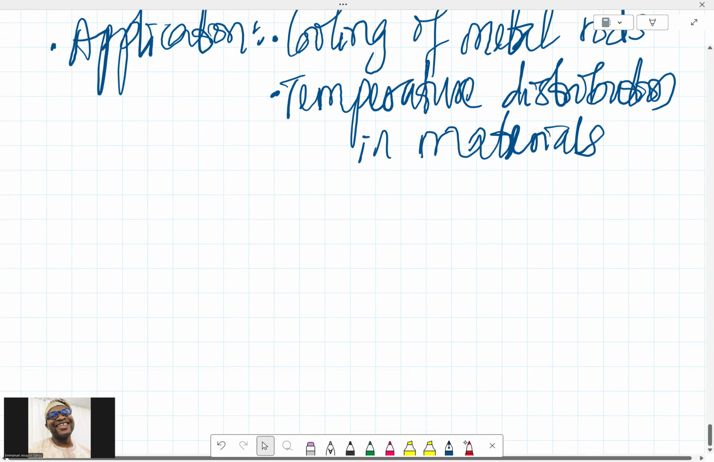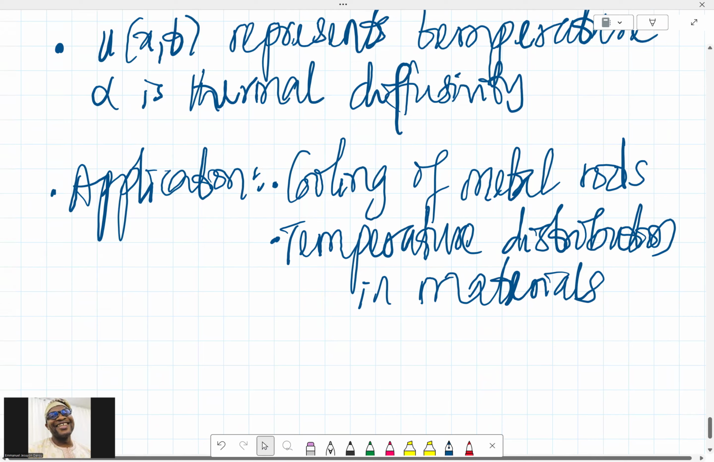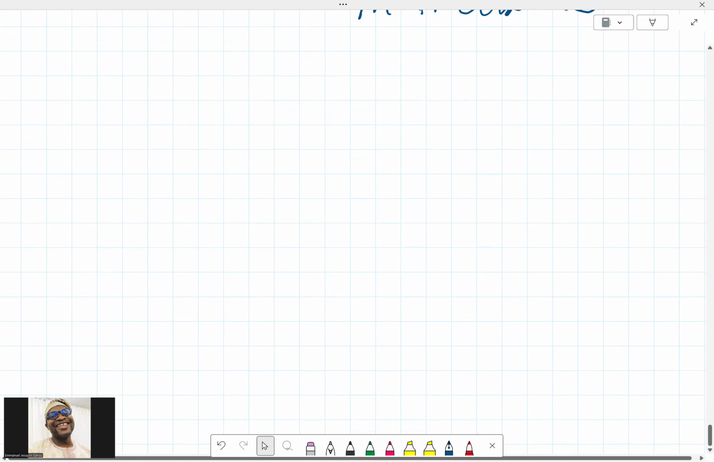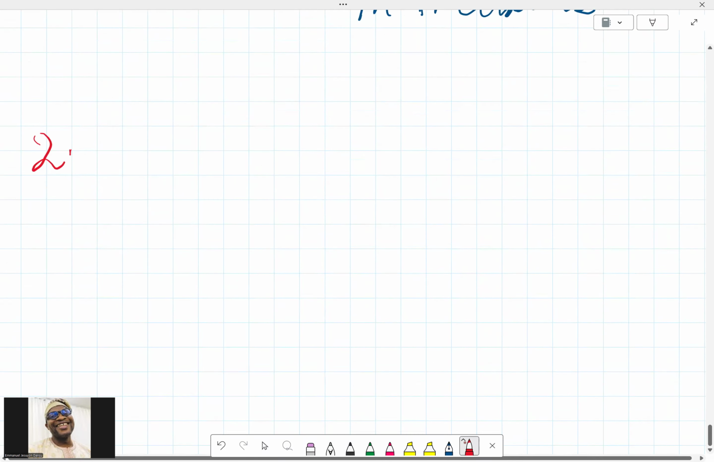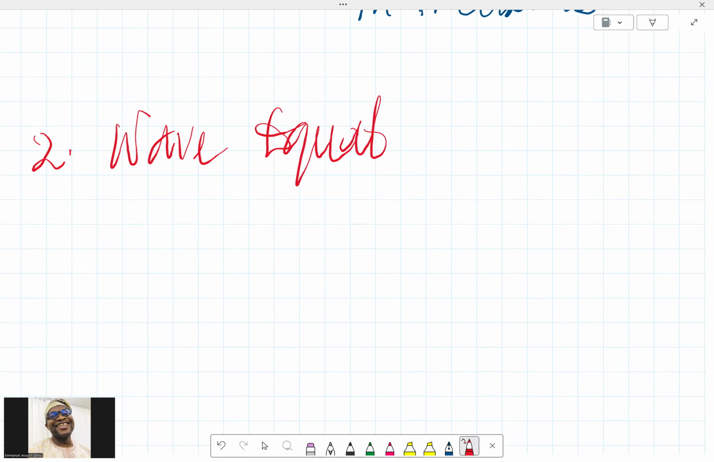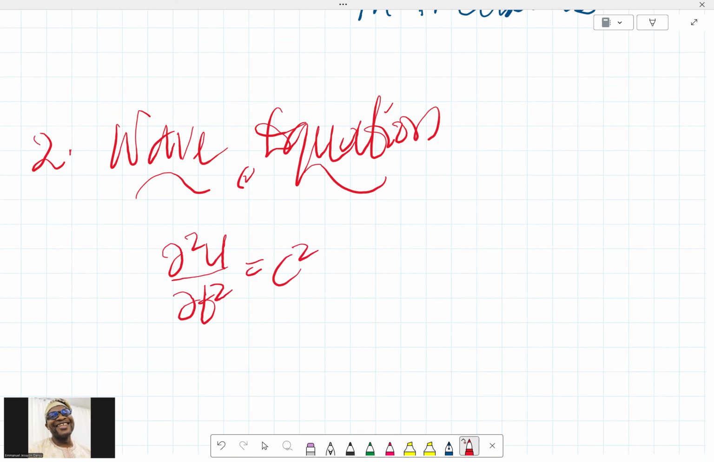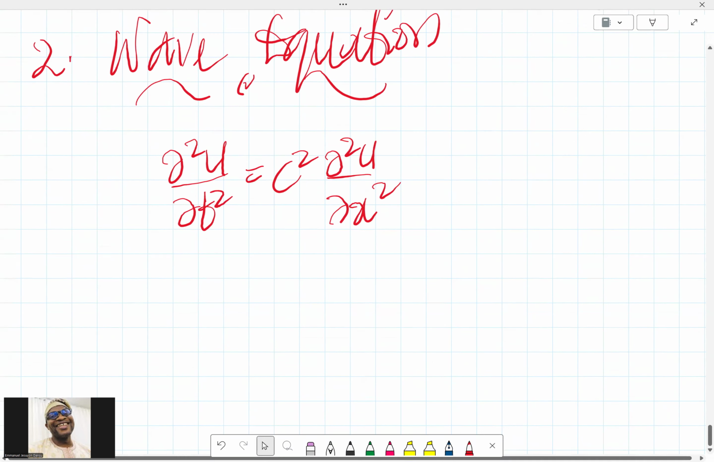All right, so we go for the second one, which is the wave equation. These are popular partial differential equations. So when you talk about the wave equation, it's given as partial squared u partial t squared equals c squared partial squared u partial x squared. Okay, so what does it do?